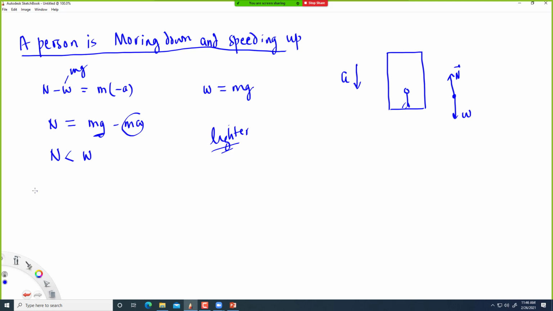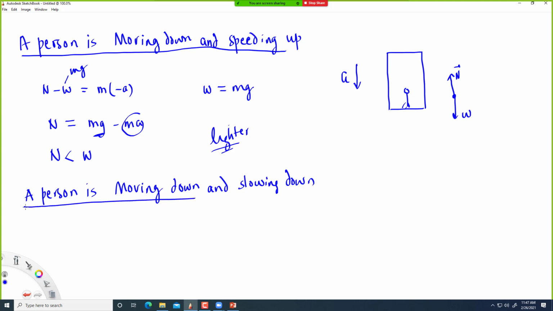Another case, a person is moving down and also slowing down. So in this case, what is the direction of the acceleration? Velocity is down. If it is slowing down, acceleration must be opposite to the velocity. Okay, that's the rule. So acceleration is up. So normal force acting up on the person.